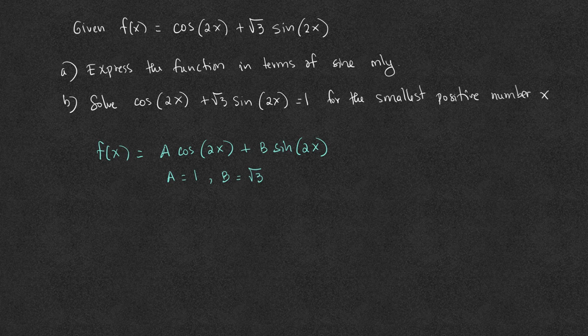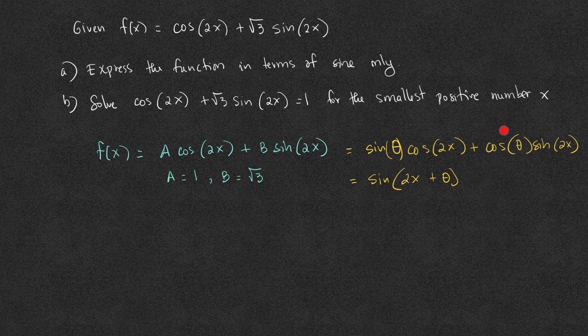If we pretend for a moment that this is sine of some angle theta times cosine of 2x plus cosine of some angle theta times sine of 2x, then this expression is sine of 2x plus theta. Using the sum formula for sine, sine of 2x plus theta is sine of 2x cosine of theta plus, and then reverse, sine of theta cosine of 2x.